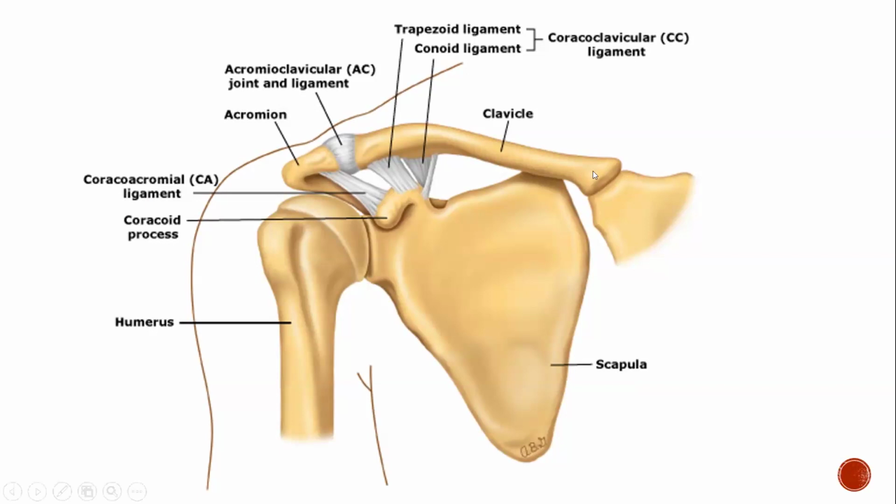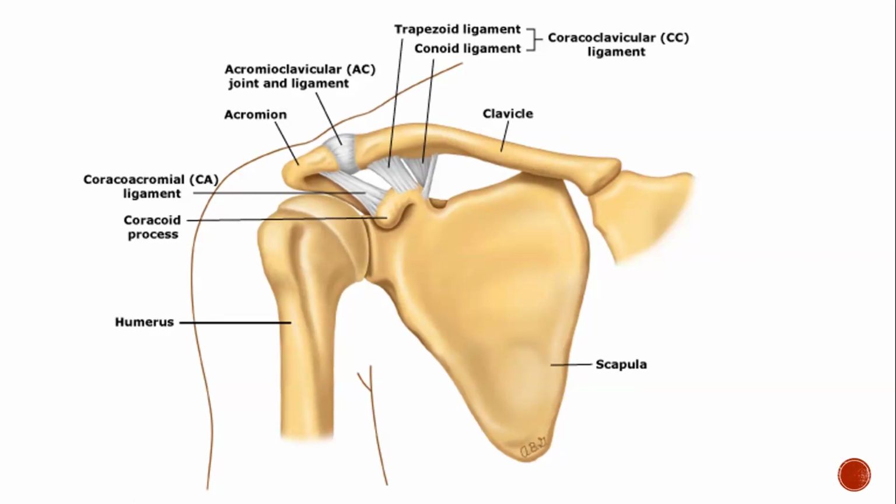The clavicle is connected to the sternum via the sternoclavicular capsule, which is thickened posteriorly. It also gives anteroposterior stability. The clavicle is connected to the coracoid via two ligaments, the coracoclavicular ligaments, namely trapezoid and conoid.